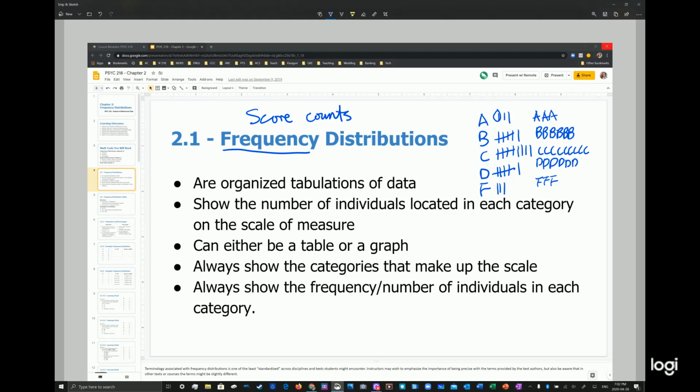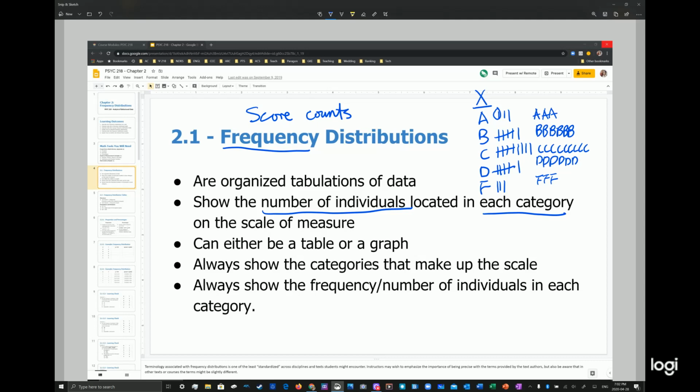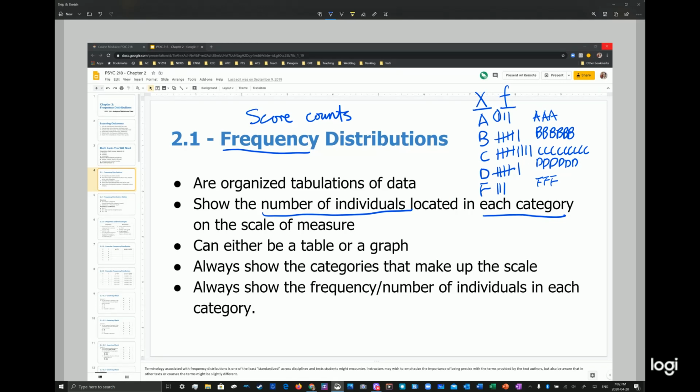So already I am drawing and showing you what frequency distribution looks like. And this would be a way to show the points that you see in the outline. Frequency distributions are organized tabulations of data, and they show the number of individuals located in each category. So here you would have the category, and in your textbook and your lecture slides, you'll see, oh yeah, wait a minute, that's X. F stands for frequency, and you'll see that again as well. And then you can actually write numbers for these: 3, 6, 9, 6, 3, the same thing as well.